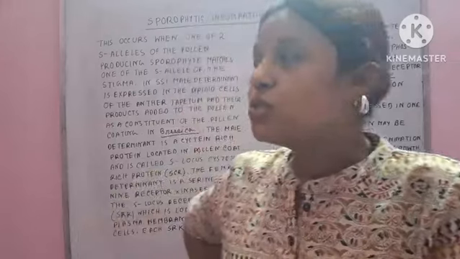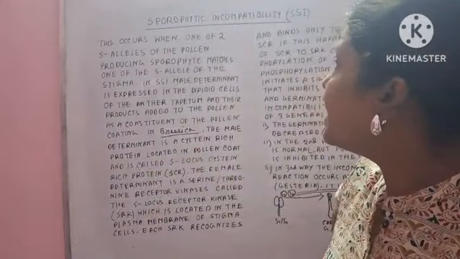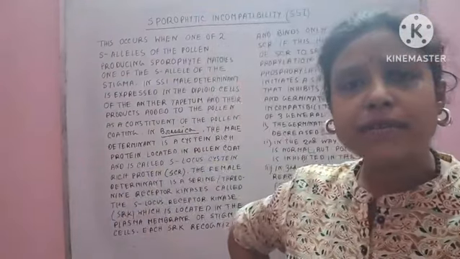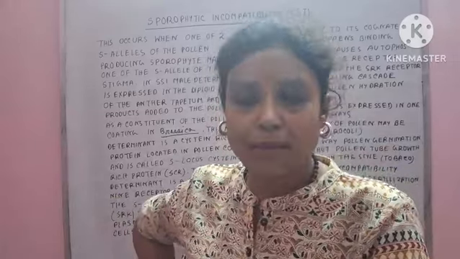Okay. So today's topic is sporophytic incompatibility. Generally, incompatibility is of two kinds. One is gametophytic incompatibility and the second one is sporophytic incompatibility. Gametophytic incompatibility I have already explained on my channel, so you can check it out. And this is sporophytic incompatibility. Okay, today I have to explain it to you.